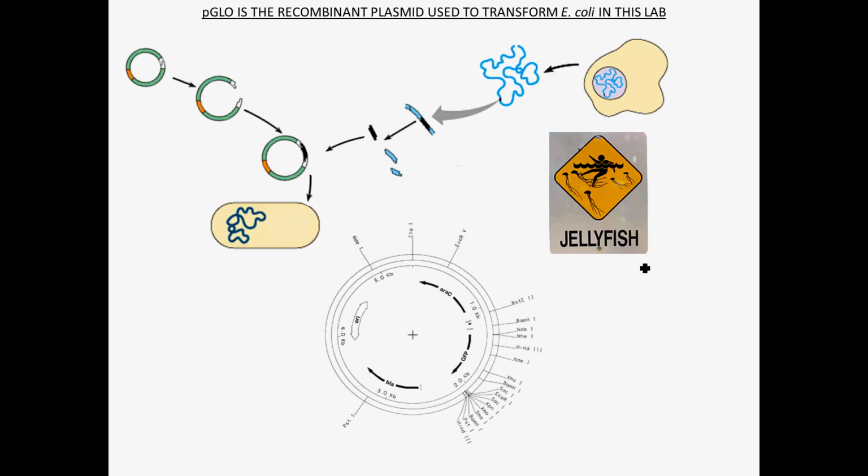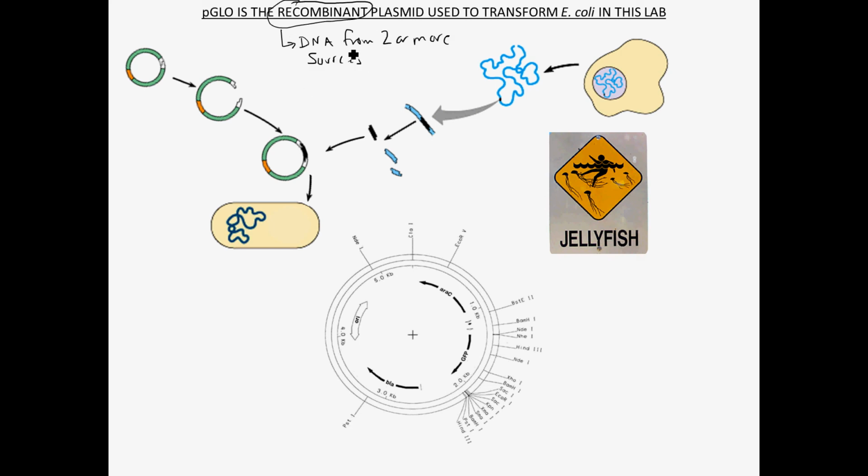So let's talk a little bit about the plasmid that we're using here in this lab. The plasmid we're using is what is referred to as a recombinant plasmid. And recombinant means that it is DNA from two sources. This contains DNA from two or more sources.